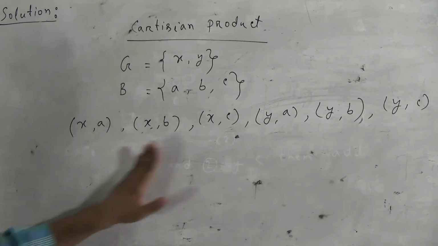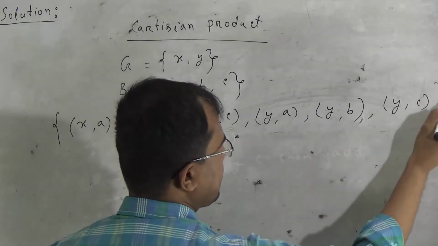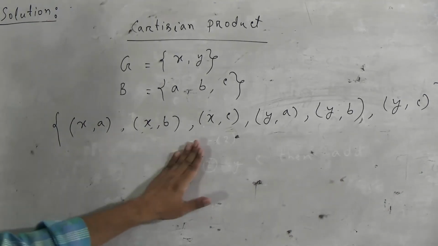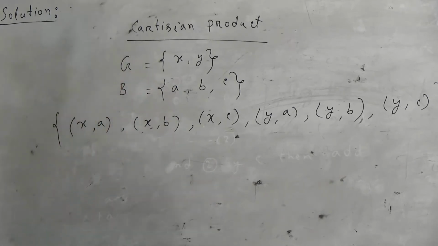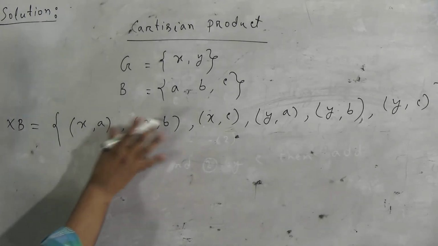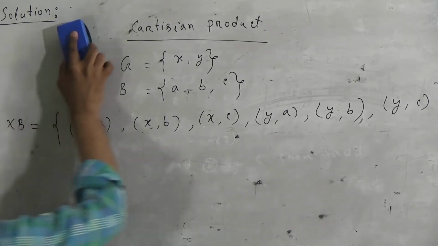Now, taking all of these ordered pairs in a second bracket, we can make a set whose elements will be these 6 ordered pairs. This is the Cartesian product of set Z and B, and we will denote it by Z cross B. That means Z cross B equals this set, and this set's elements will be ordered pairs. I think you have understood what Cartesian product is. Now we will solve question number 8, sub number 2.